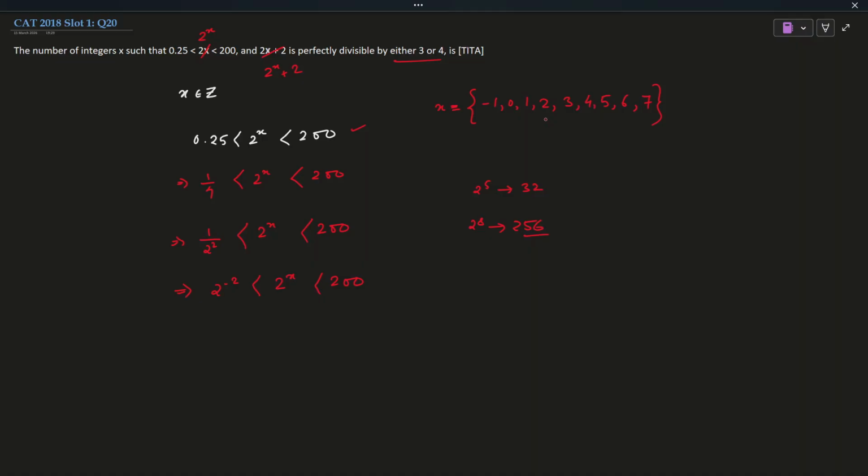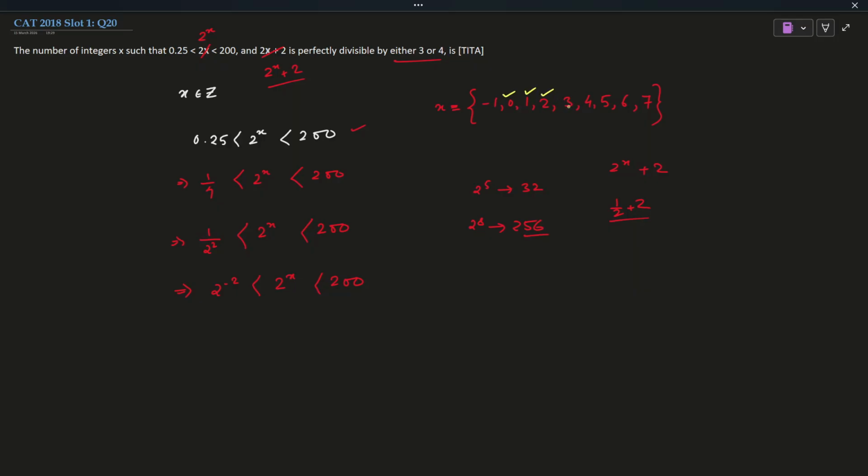Now, these are the possible values of x. But I have to make sure that 2 to the power of x plus 2 is divisible by either 3 or 4. If I give minus 1, I will have 1 by 2 plus 2, so this is not divisible by 3 or 4. So x can be 0. Yes, if I put 0, 2 to the power 0 is 1, 1 plus 2 is 3, 3 is divisible by 3. So 0 is a possible case. If I use 1, 2 to the power 1 is 2, 2 plus 2 is 4. Yes, possible. If I put 2, 2 to the power 2 is 4, 4 plus 2 is 6, so 6 is also divisible by 3.